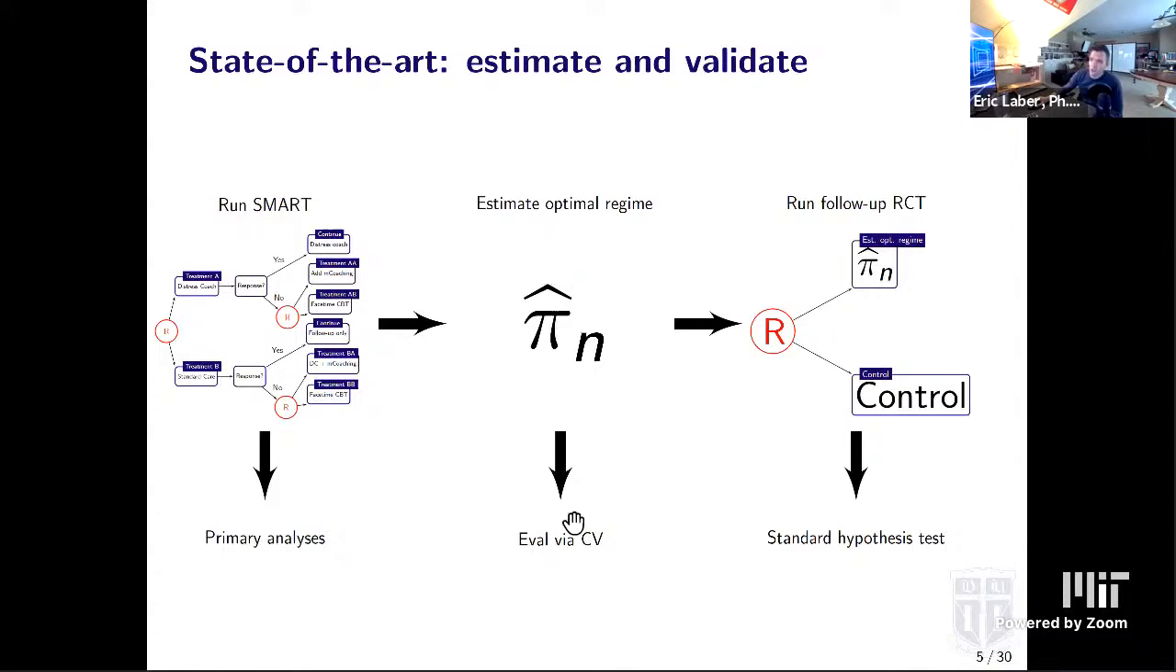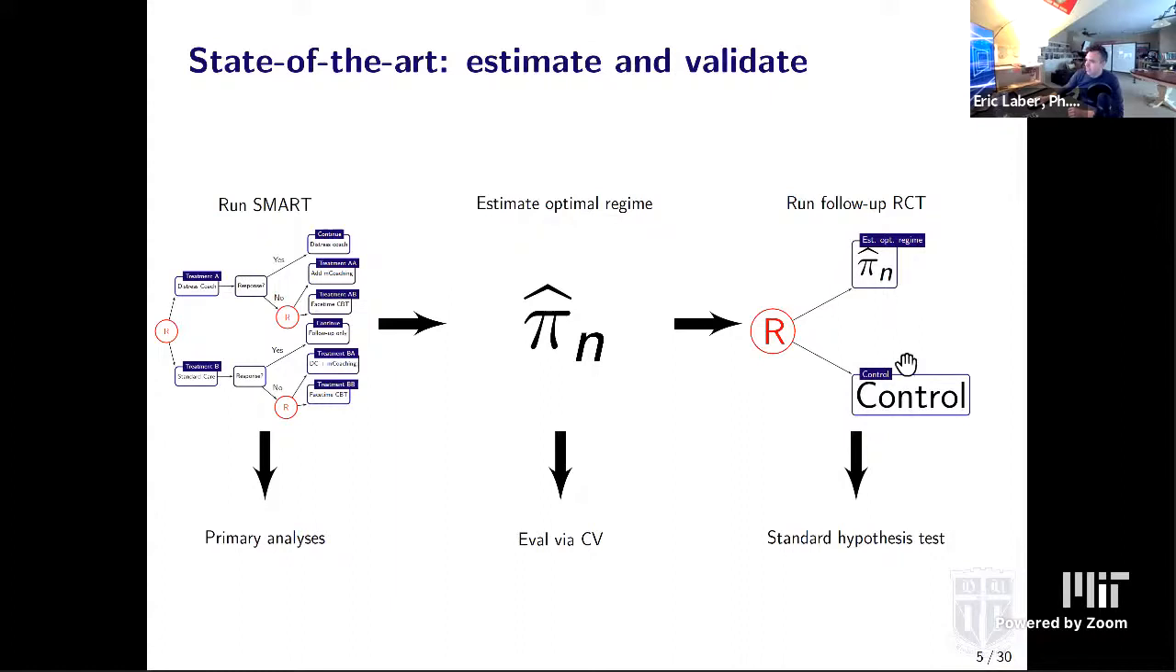And then you might evaluate it using some kind of cross-validation, or maybe you just take a point estimate and see if it looks like it's better than standard of care. And if it looks promising, then you run a second trial. And in the second trial, you randomize to your estimated optimal rule or optimal regime pi hat, and you compare that to some control, which is maybe an active control or something simpler.